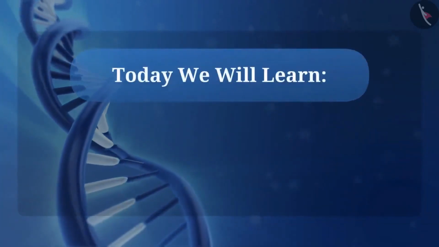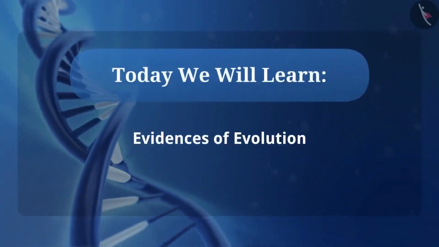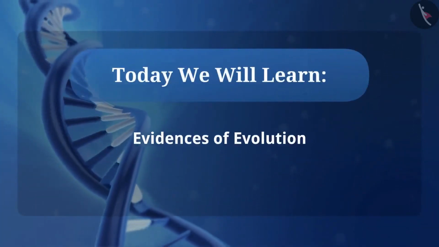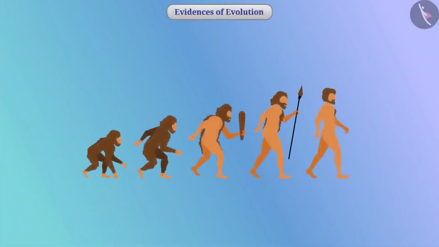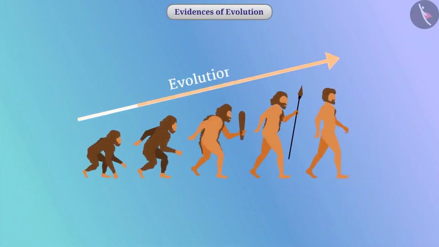Today we will learn about evidences of evolution. There are various species around us, and they are evolving at a slow rate. Evolution is the result of the accumulation of variations over many generations. Several proofs can be given as evidence of evolution. Let's understand them.